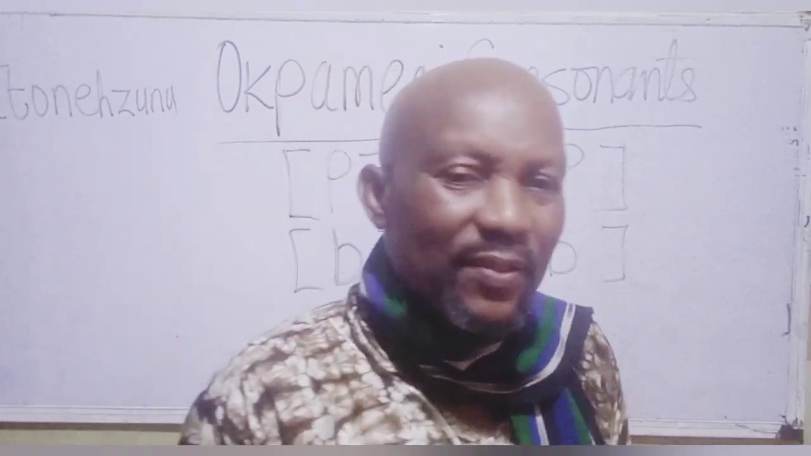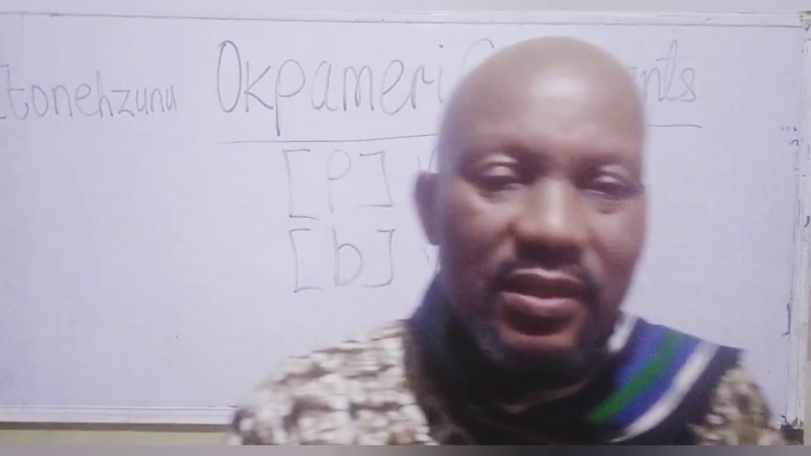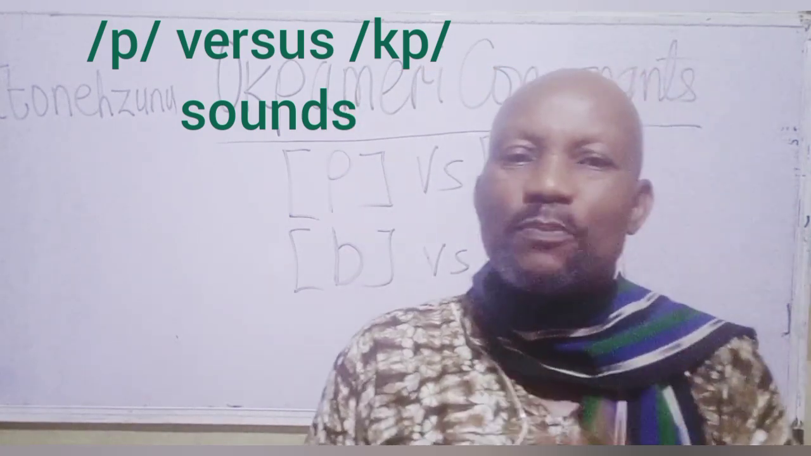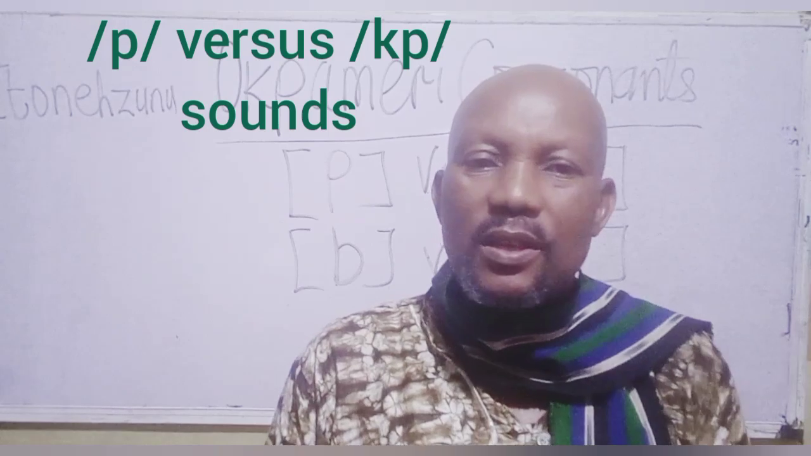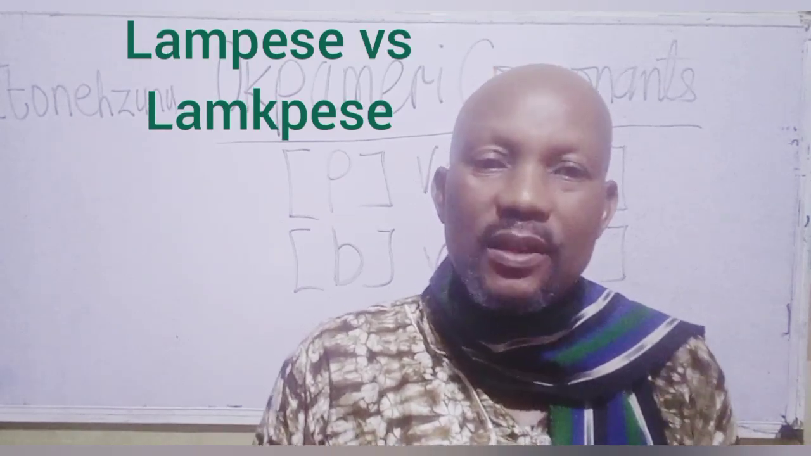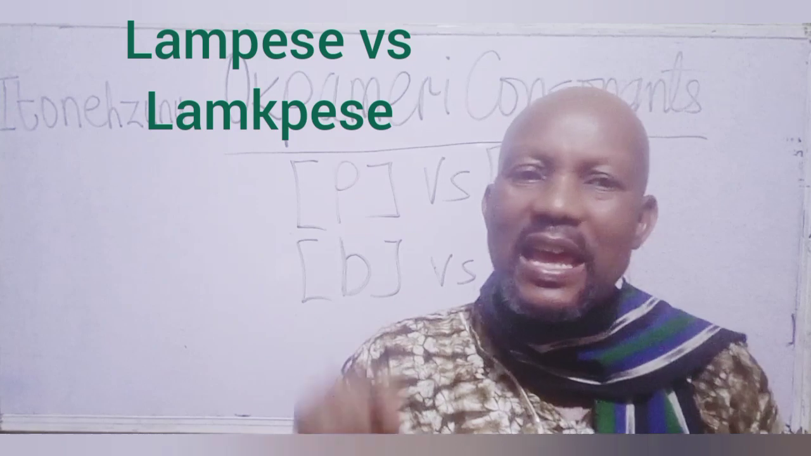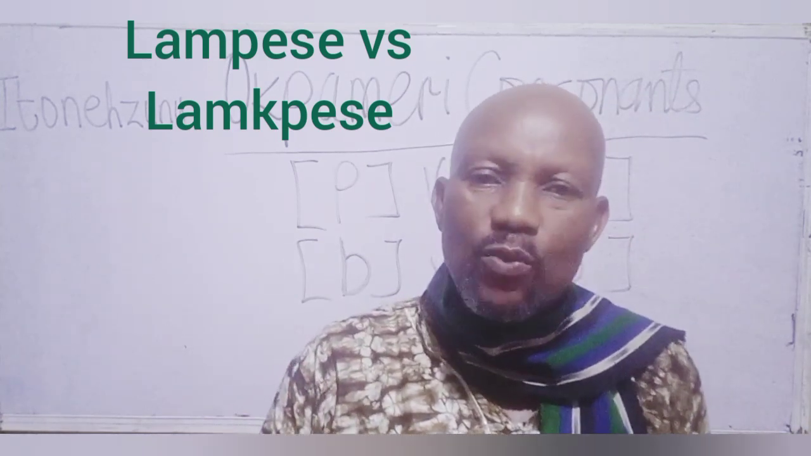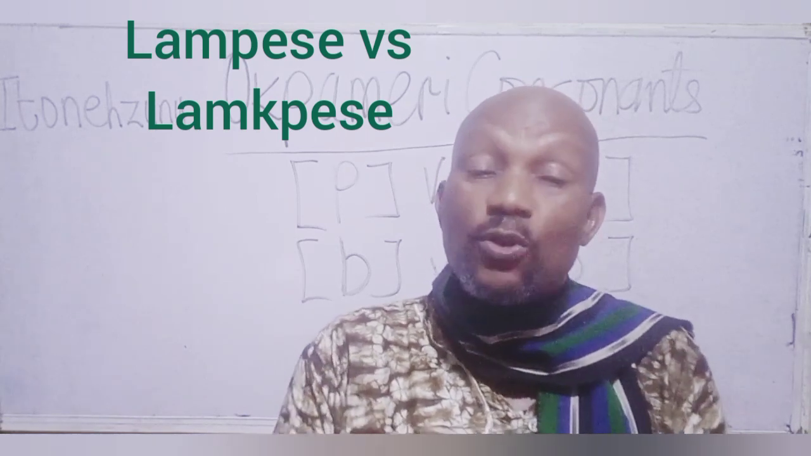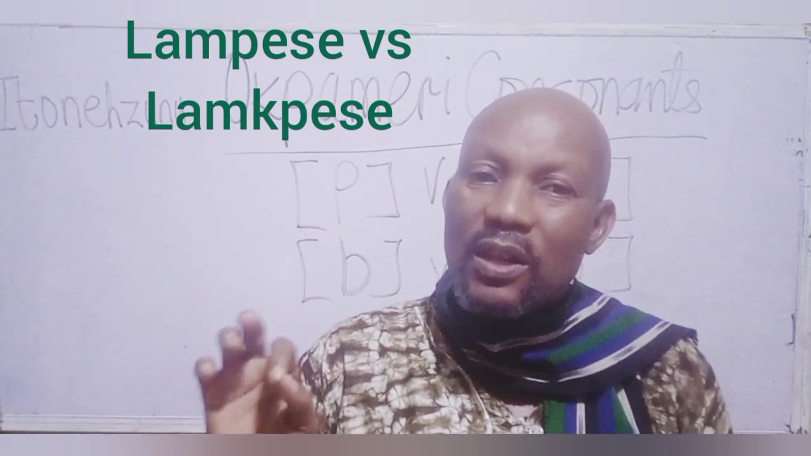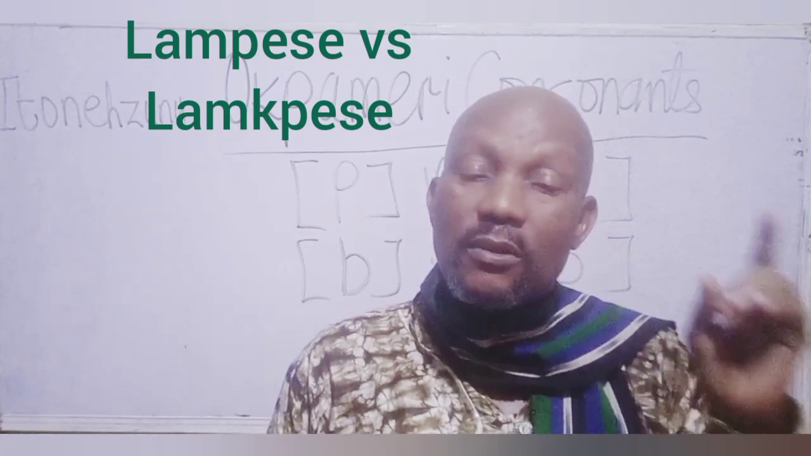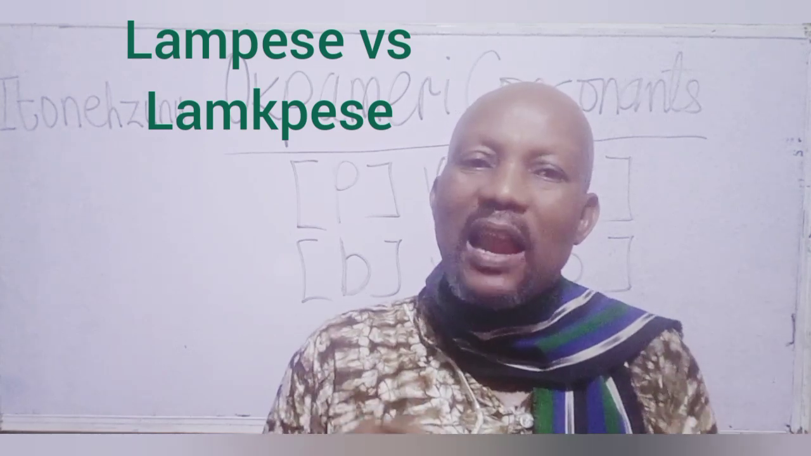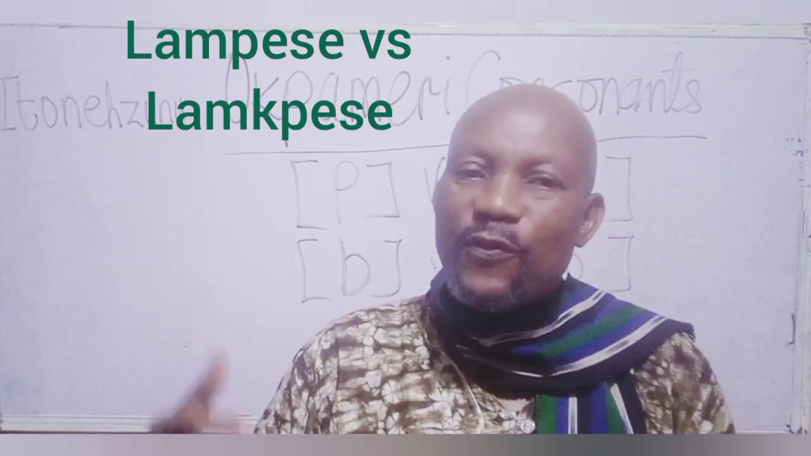So I want us to pay attention to the KP sound. Some people asked me in my previous video why I spelled Lampese with KP instead of P. If you spell it with P, the tendency is that those who are learning the language, children and those who are not native speakers, will articulate it as Lampese, because there is P in Okpameri and there is KP in Okpameri. We should not allow the Yoruba system to influence our own.